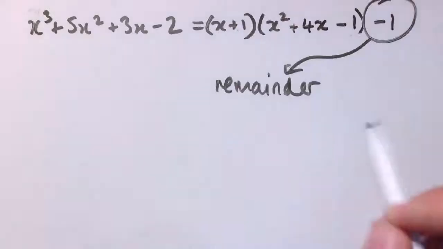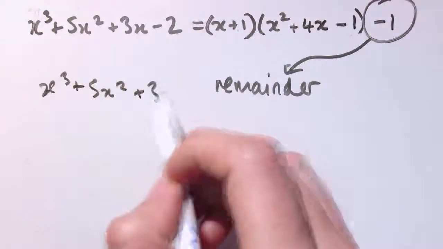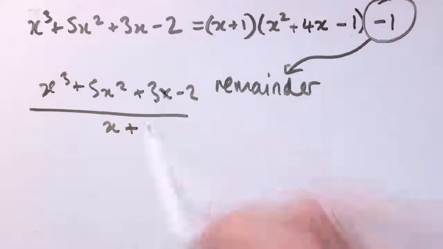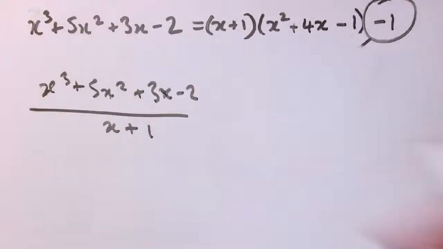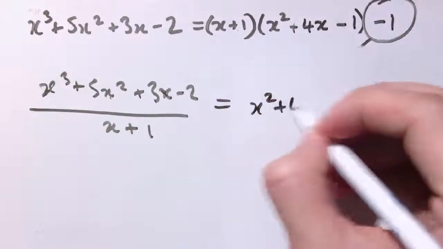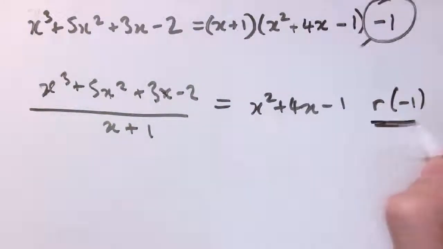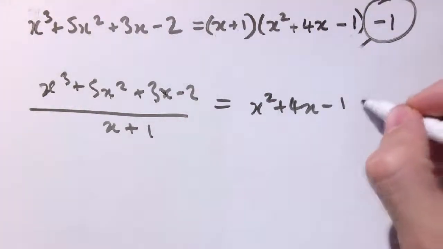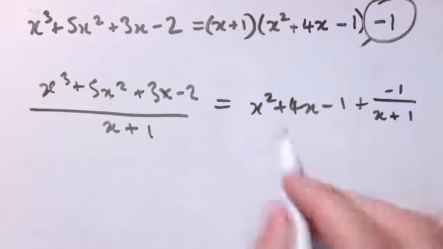Alright, so if I do x cubed plus 5x squared plus 3x minus 2, all divided by x plus 1, in kind of primary school maths sort of words, that would give me x squared plus 4x minus 1 is my quotient, and its remainder minus 1, that's the remainder. In algebra, I would probably write that as plus minus 1 over x plus 1. This is all equal to this.